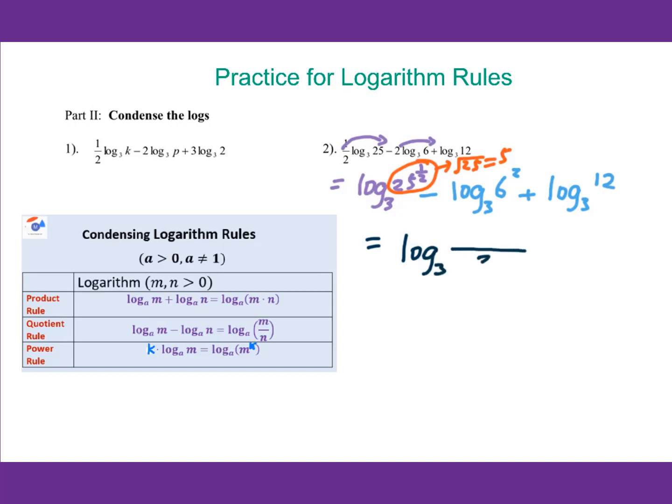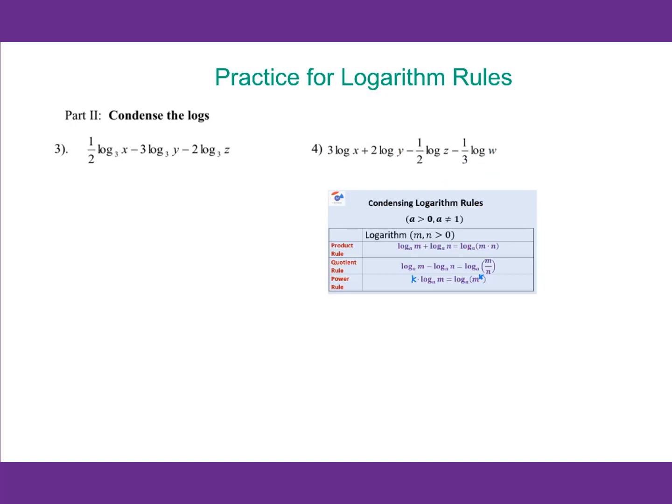Therefore, we got log base 3, division line. 6 squared, that's 36, goes to the denominator. Then 5 times 12. Then you reduce, so you get log base 3 of 5 over 3. Now let's go to number 3. Jump as exponent.